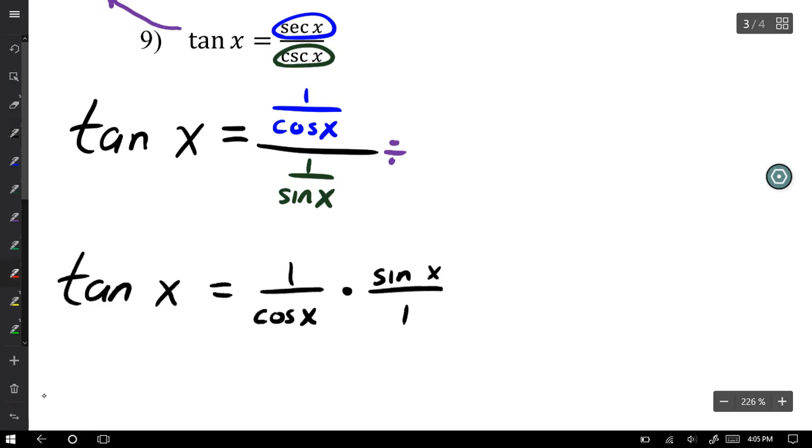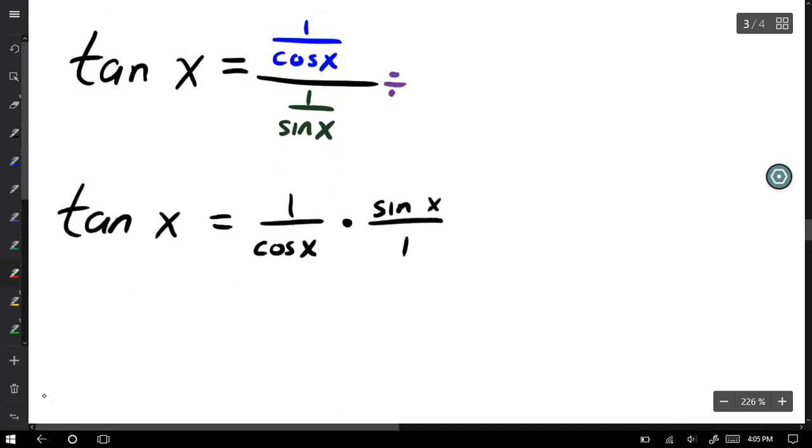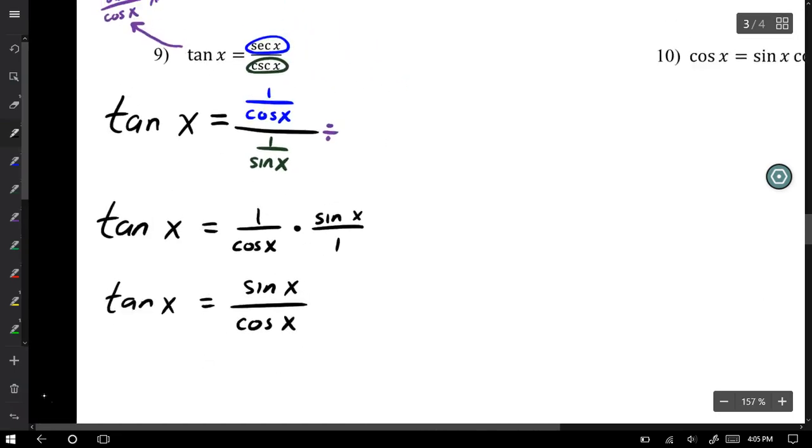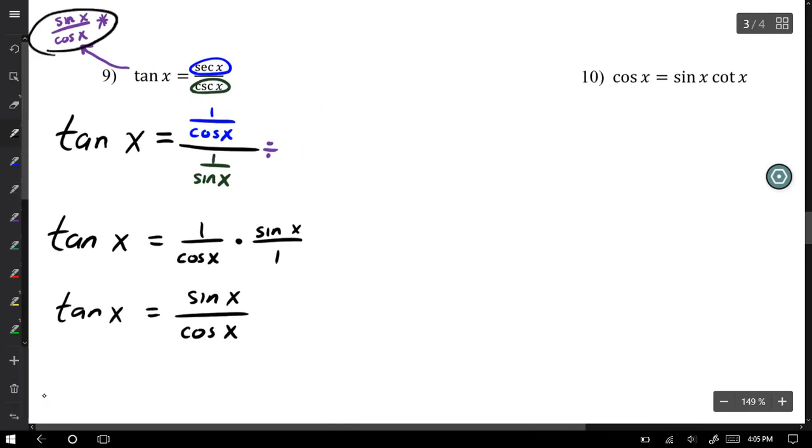Are you tempted to cross things out here? Because you can't, because they're not the same factors, so I can't cross them out. But I can combine them. I get 1 times sine of x, which is sine of x. I get cosine of x times 1, which is cosine of x. And lo and behold, that's what I said was going to happen: in order to get tangent of x, I would have to get sine of x over cosine of x. And that is what I ended up doing.